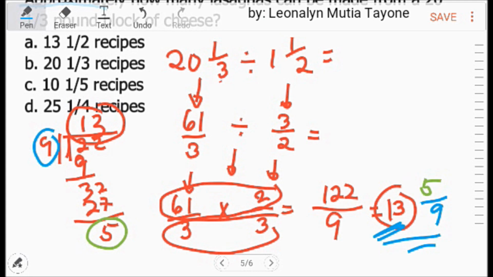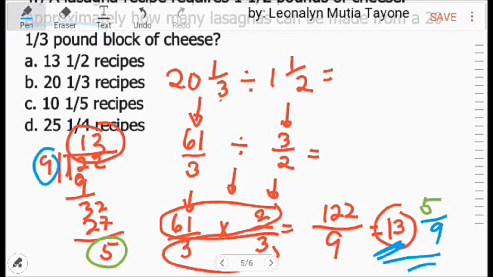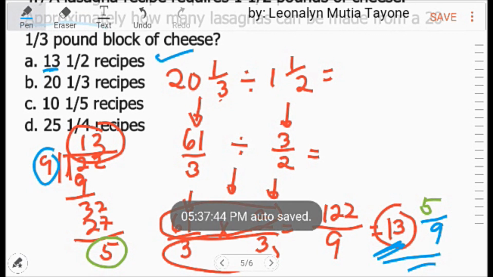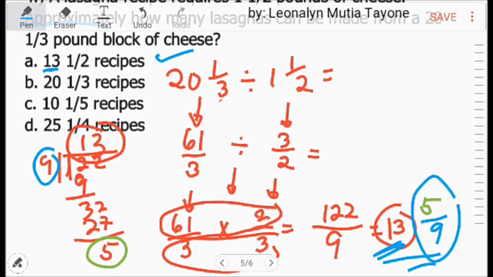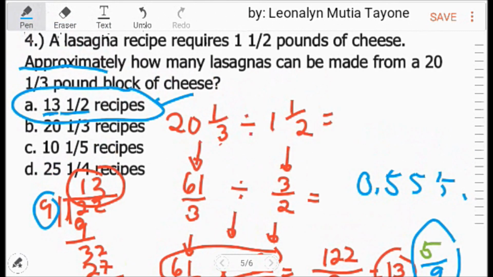First, ang whole number ang tingnan natin. Sa choices, letter A lang ang 13. So this is already correct. Tingnan mo ang 5 over 9. Ang 5 over 9, decimal natin yan. That is 0.5555 yan. So, malapit siya sa 1/2. So the answer here is letter A.